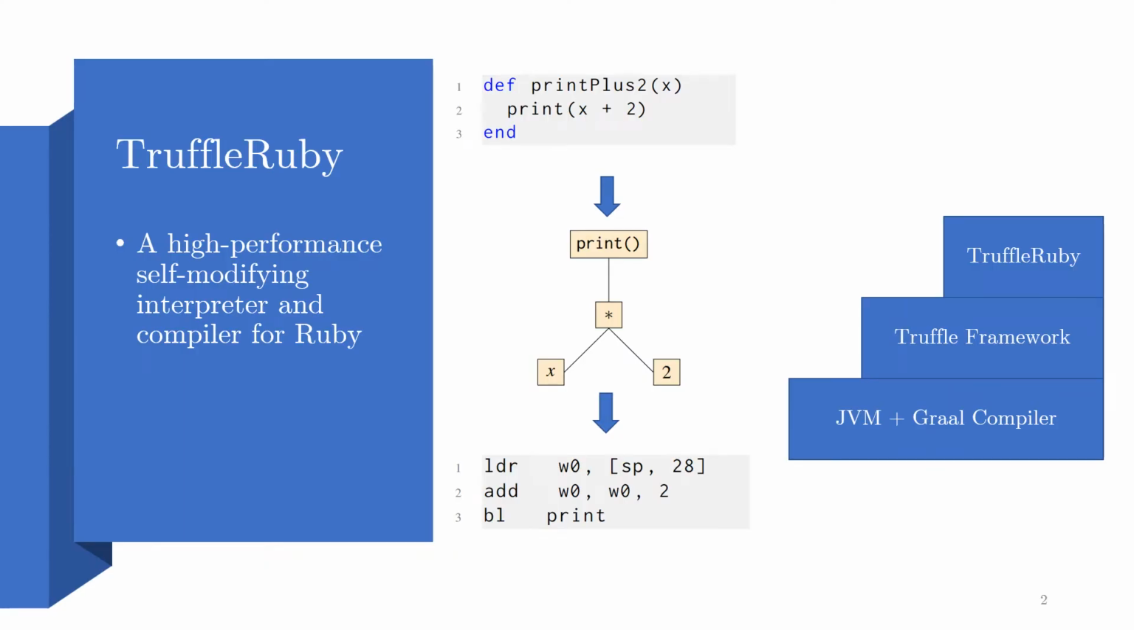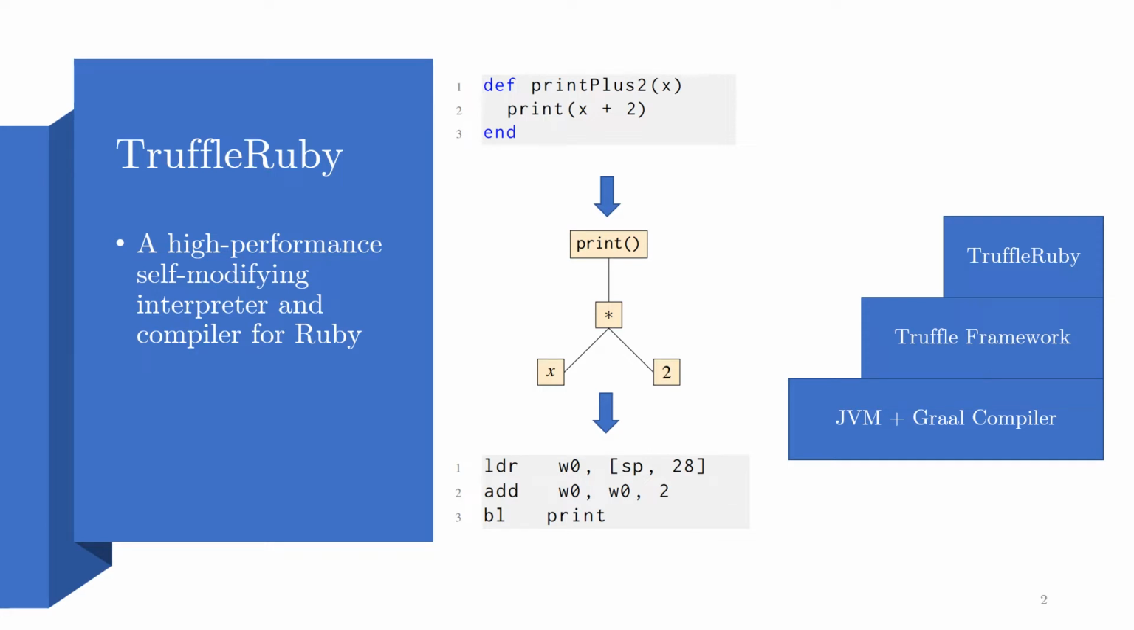TruffleRuby is a high-performance implementation of the Ruby programming language. It's built on top of the Truffle language implementation framework. It's written in Java, and it's an alternative to the widely used reference Ruby implementation called MRI. TruffleRuby itself is a self-modifying interpreter and uses a graph-based intermediate representation.